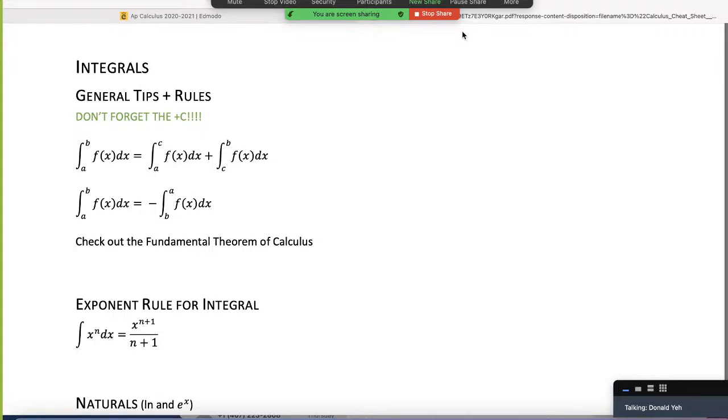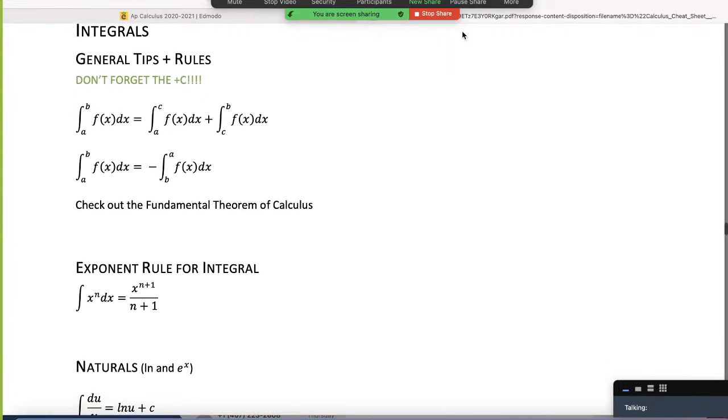Okay, remember, on the AP exam, they really want you to be able to break up things. If it's A to B, you can break it up into A to C and C to B, because C is between A and B. I have to write down that C is between A and B. You can break it up into two pieces. Now, if you change your boundary, you have to put a negative sign in front. Do you see that?